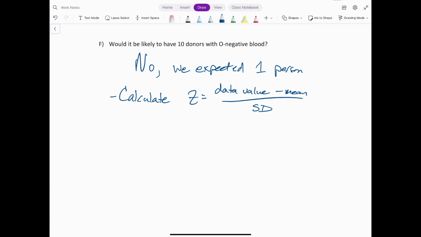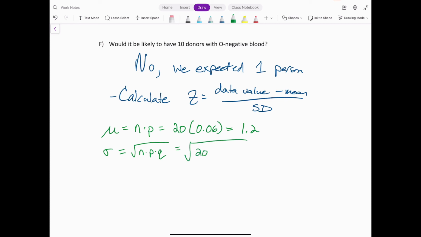Okay? Well, Professor Dixon, we don't have a mean or a standard deviation. We do have a mean. Remember, our formula for the mean of a binomial situation is n times p, our expected value. And remember, n is 20. p is 6%, 0.06. So that's where we got the 1.2 that we got in part A. So that's our mean. Our standard deviation is the square root of n times p times q. And so that will be the square root of 20 times 0.06 times q. And q is always found by doing 1 minus p.